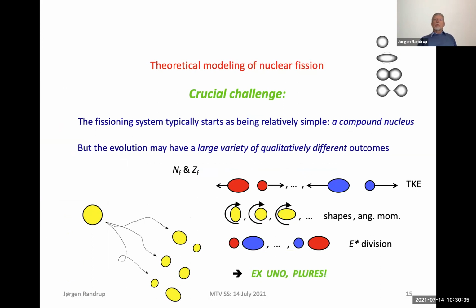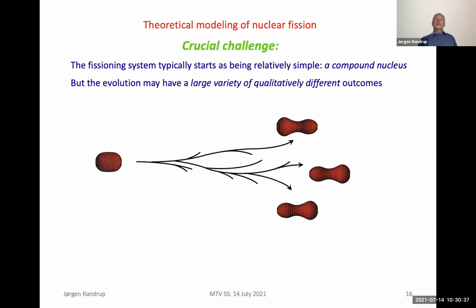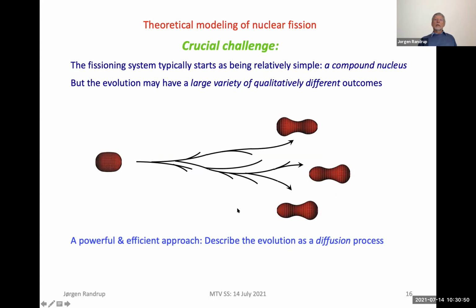Yes, I don't know why it didn't work, but anyway, I spent too much time on this. But it is important that you start from one shape and then you can get so many different ones. How to deal with this? An efficient approach is to think of this evolution as a diffusion process. So not a deterministic process, but at each time you have choices and you choose between them.